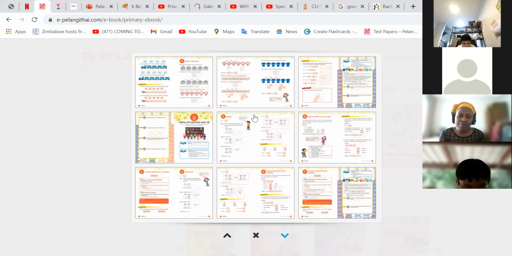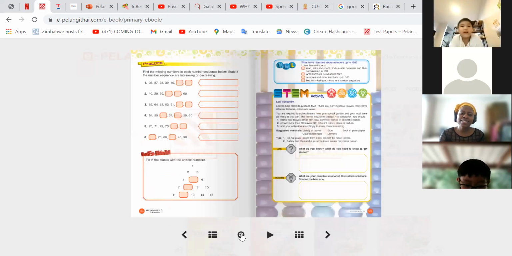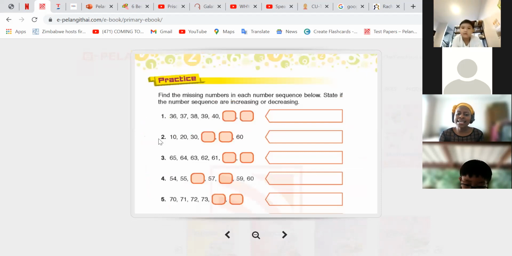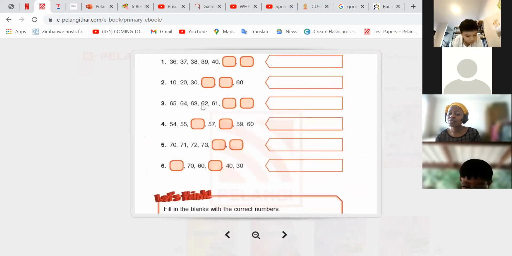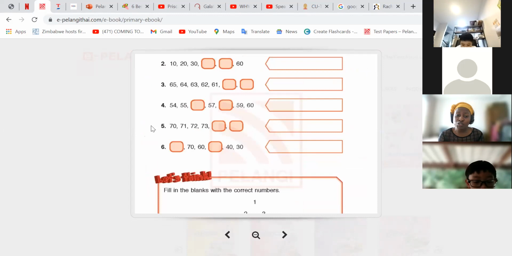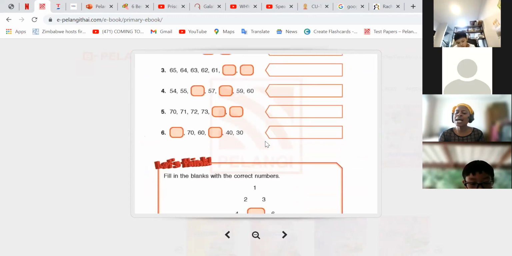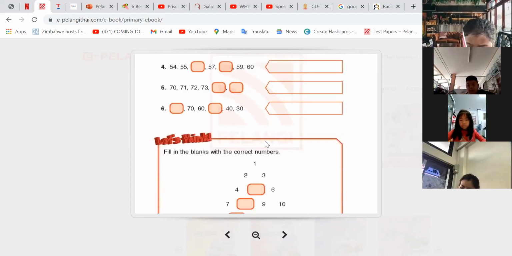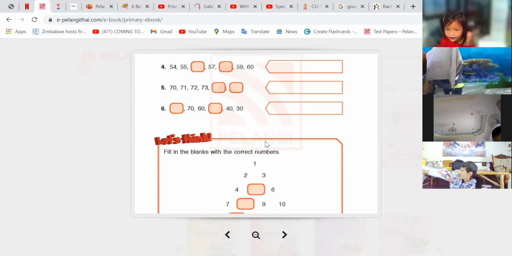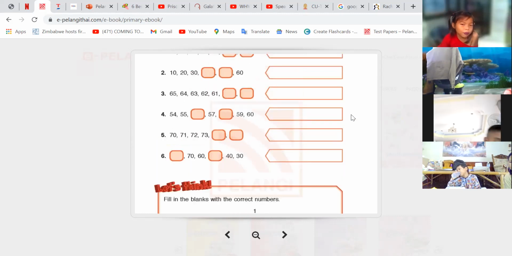Number two, it's saying what? Number two, it's saying 10, 20, 30, and? What is the following number? Number two, 40 and 50. Thank you. 40 and 50. I want someone else who is not iPhone. Come on. We are on page 124.